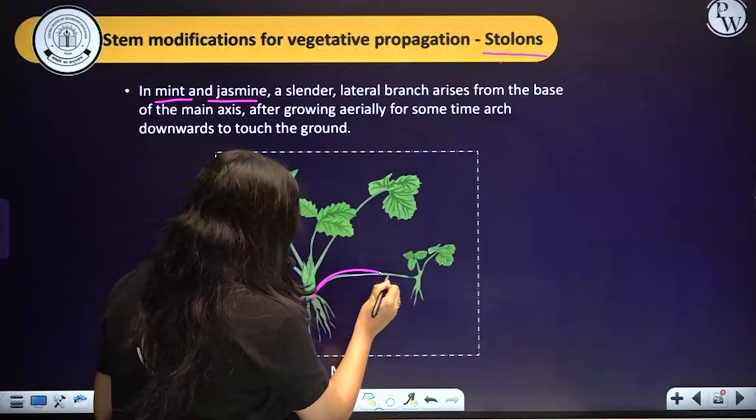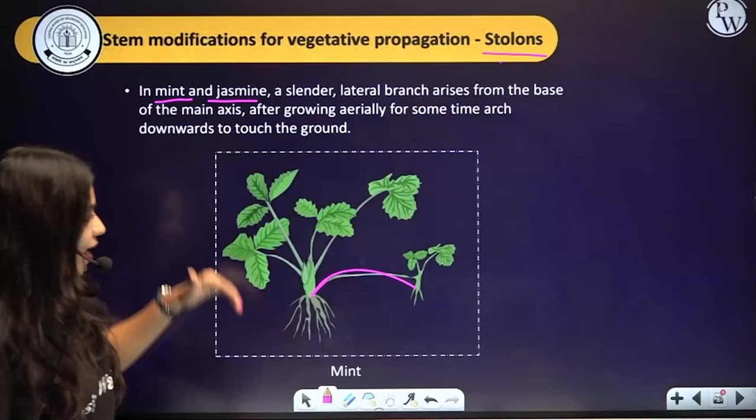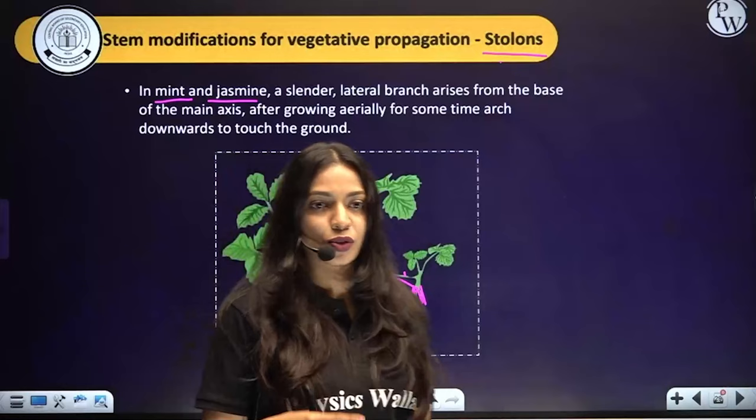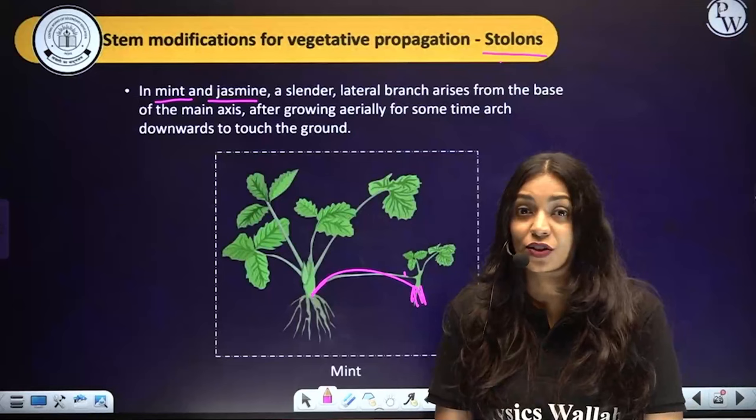Okay, and as they arch down and touch the ground, roots are formed and the aerial part of the plant also will be formed, okay, containing the leaves. So this is another type of stem modification for vegetative propagation. It is called stolons.